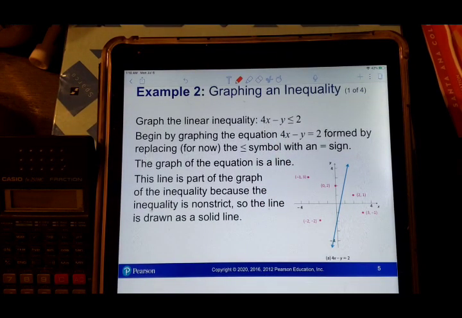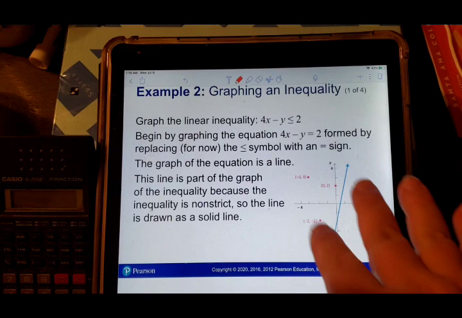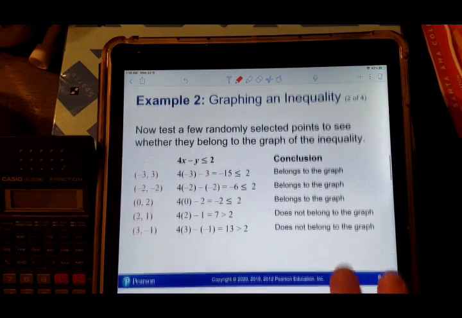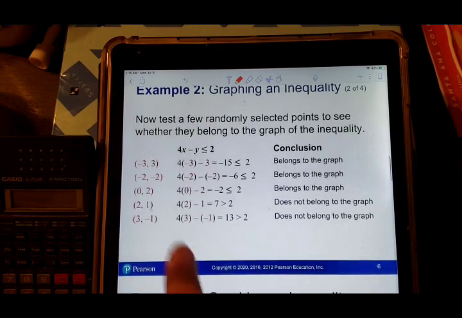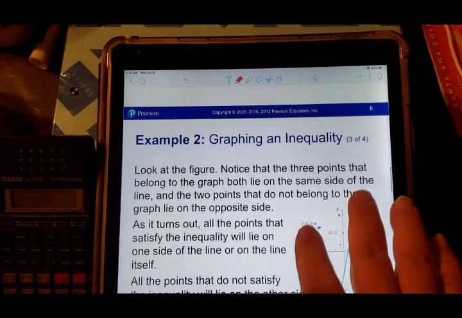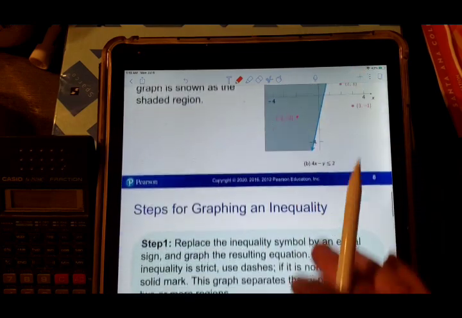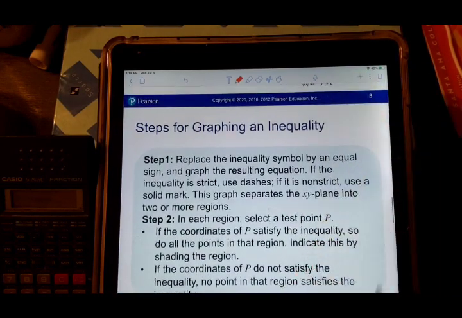So they ask you to graph this one, and let's go through the actual procedure. The author does an awful lot of extra work on this one because he plotted all these points to determine whether each belongs to the solution set or not. But let's get to the actual process, and I'll go back.